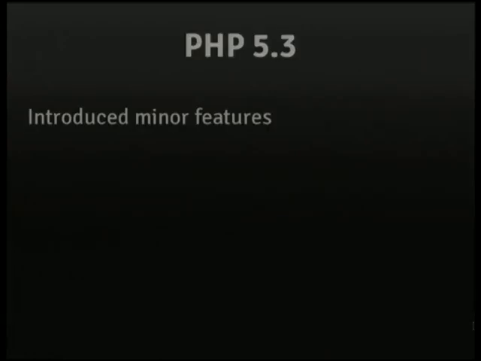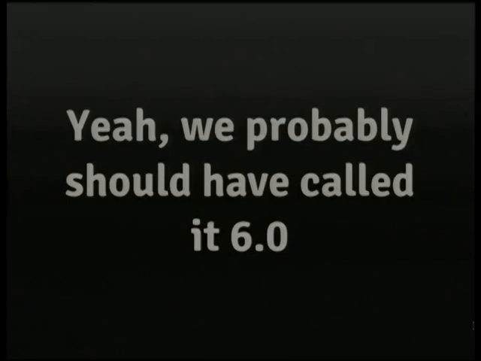So to talk about where we are now, we need to talk about where we were. So let's go back a long way in time, to the dim, distant past of 2009. We released PHP 5.3 at this point, which introduced a whole bunch of just really minor features like namespaces and anonymous functions and a whole bunch of other stuff, and we probably called it the wrong thing.